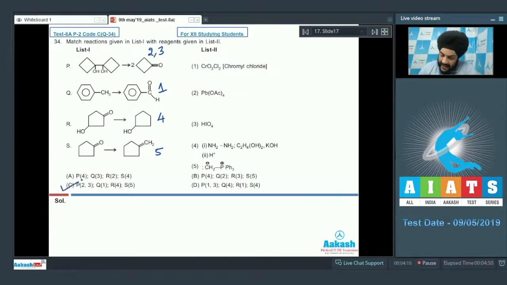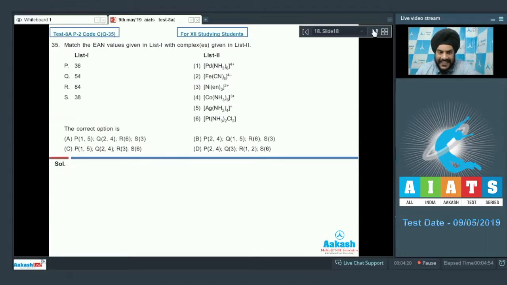Let us look at the next question now. Question number 35. Match the effective atomic number values given in list 1 with the complexes given in list 2. So the first complex is Pd(NH3)6. So if we talk about Pd, so Ni, Pd and Pt, they belong to the same group. So Ni is 28. So it has to be 46. And there is Pt also involved. So we have to add 32 in this case. So it will be equal to 78.